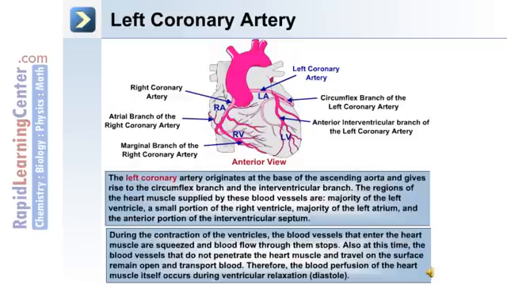During the contraction of the ventricles, the blood vessels that enter the heart are squeezed and blood flow through them temporarily stops. Also at this time, the blood vessels that do not penetrate the heart muscle and travel on the surface remain open and transport blood. Therefore, the blood perfusion of the heart muscle itself, or myocardium, occurs during ventricular relaxation or diastole.